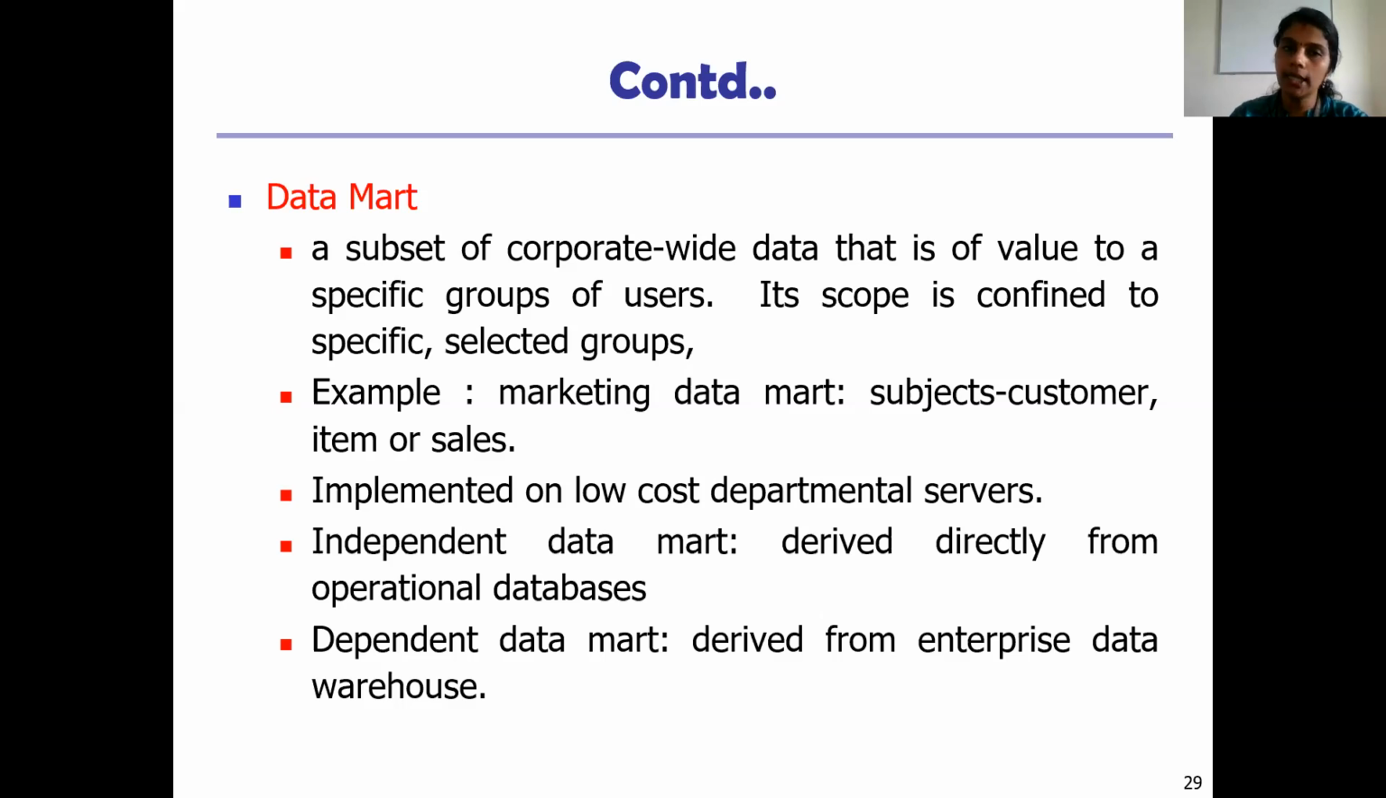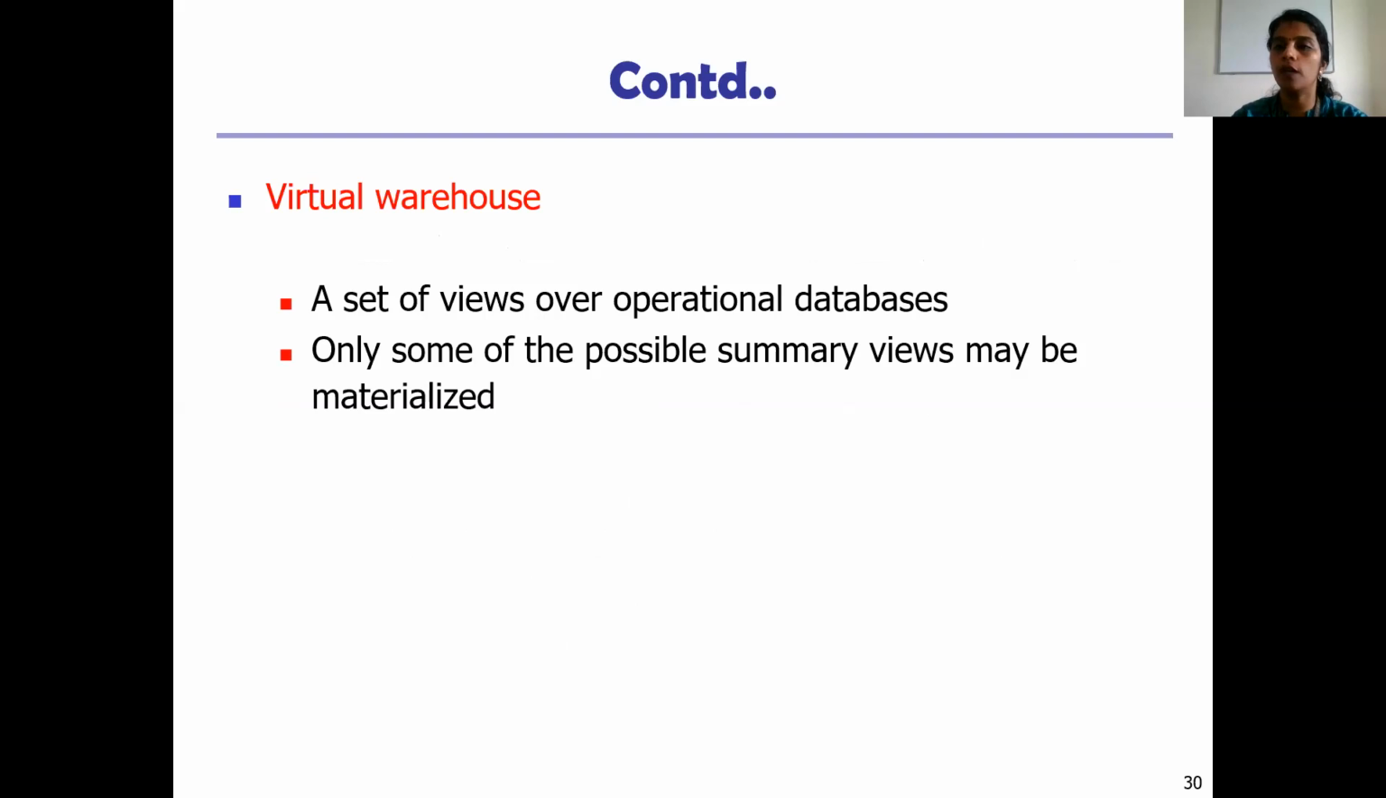Now the third data warehouse model is the virtual warehouse. From the word itself, you can understand virtual. Virtual means what? Not real. So a virtual warehouse is just a view over the operational databases. You are not actually constructing that warehouse, you are just providing a view on the operational databases. You would have studied about views in DBMS.